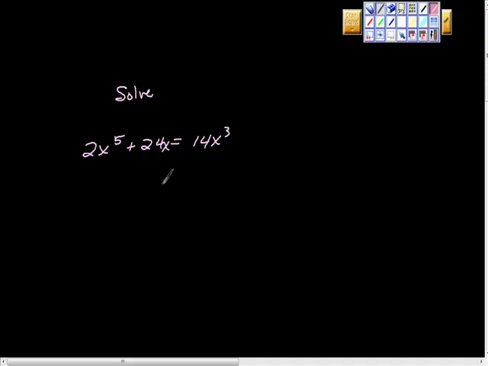When I get something like this, what I do is I just set the whole thing equal to 0. So I'm going to take negative 14x cubed from both sides, and I'm going to rewrite this as an equivalent equation of this: 2x to the 5th plus 24x minus 14x cubed is equal to 0.